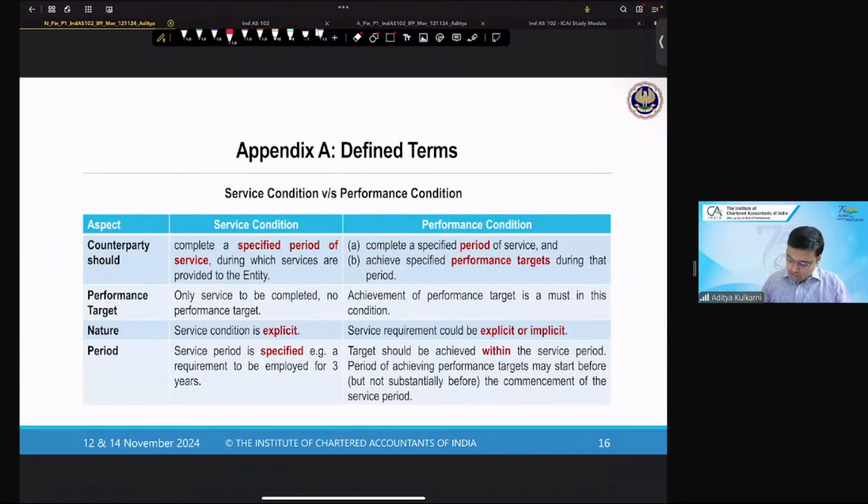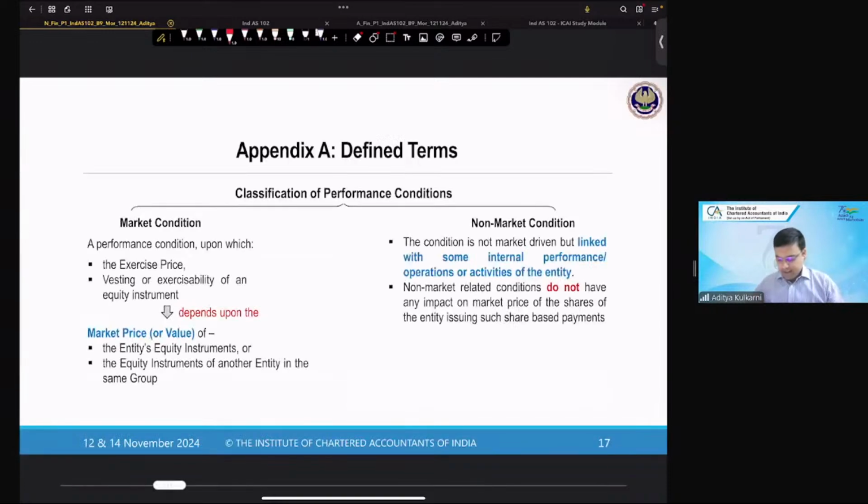This is again going into that definition. You can go through this for homework. When I talk about performance conditions, there are two types. One is a market-based performance condition, and the other is a non-market performance condition.